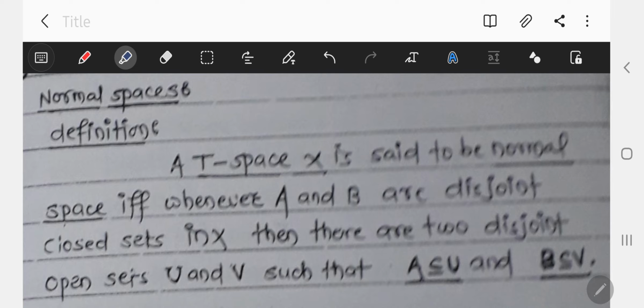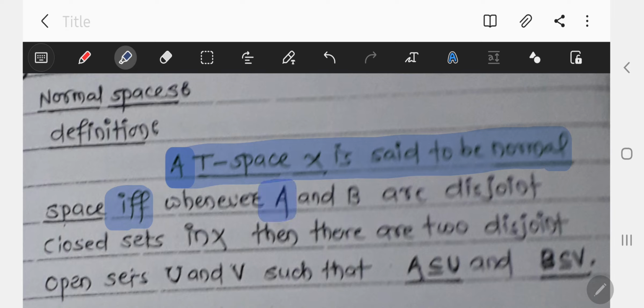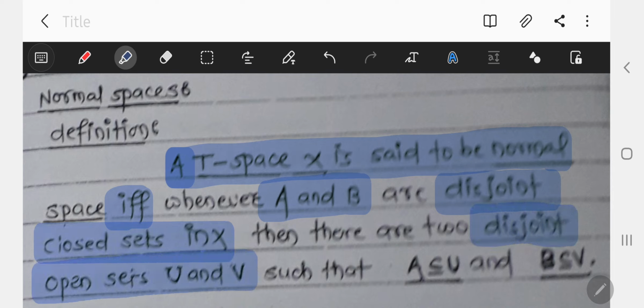Now, next definition is normal space. For this normal space, we take two disjoint closed sets in this definition. A topological space X is said to be normal if and only if, whenever A and B are disjoint closed sets in X, then there exist two disjoint open sets U and V such that A is a subset of U and B is a subset of V.